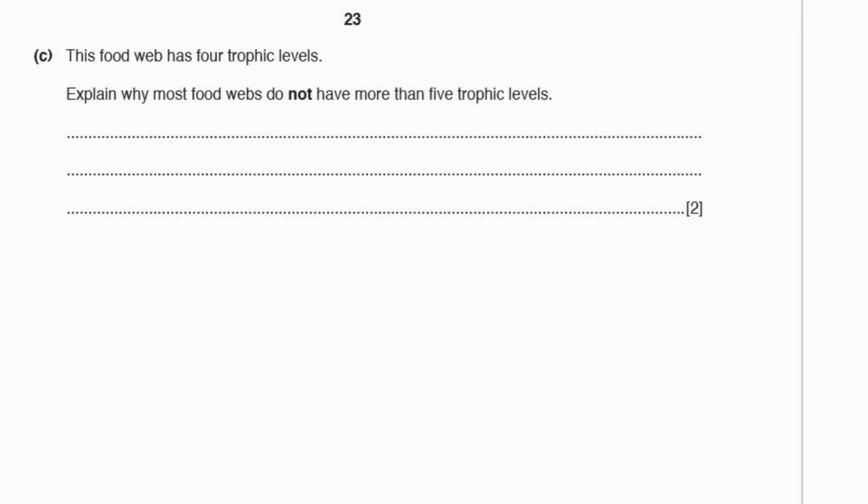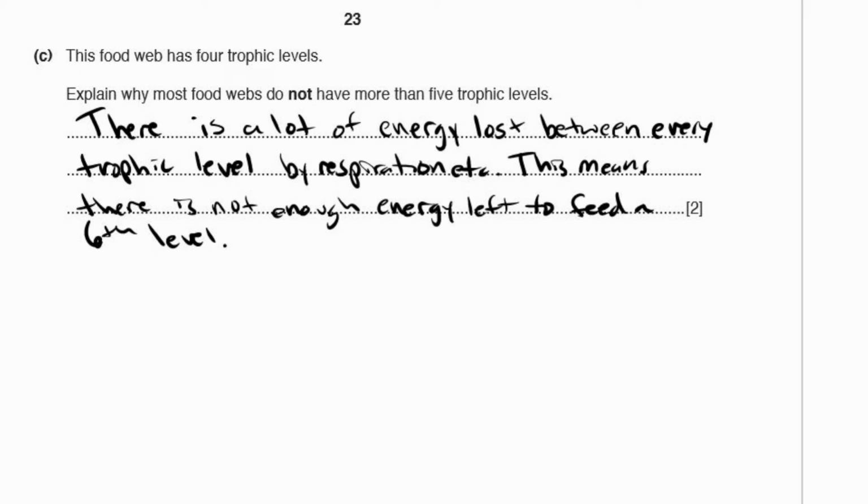C. This food web has 4 trophic levels. Explain why most food webs do not have more than 5 trophic levels. Well, the reason for this is energy. Basically, at every level, there's a lot of energy lost. So in order to feed the top organism, there has to be enough energy left so it can survive. Okay, so there's a lot of energy lost between every trophic level by things like respiration, not all organisms are eaten, etc. This means that there's not enough energy left to feed a 6th level. All right, good. Now chemistry.